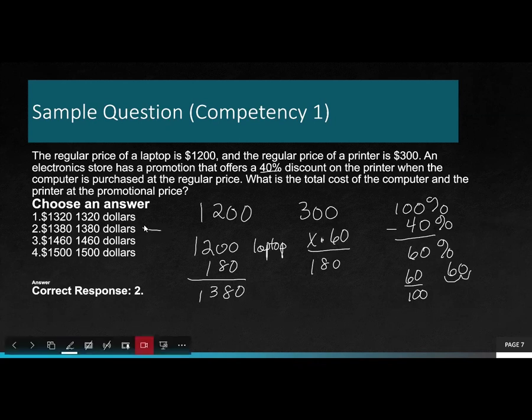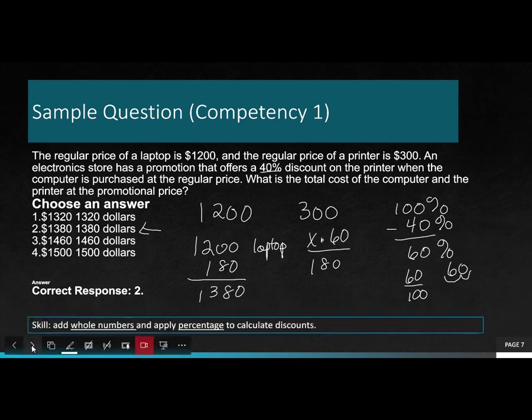So you can see that that is option number 2. Here you had to have the number sense of how to change from a percent to a decimal, and remember that you need to subtract from 100 to get what percent you're actually still having to pay. So this is the skill about adding whole numbers and applying percent to calculate discounts.